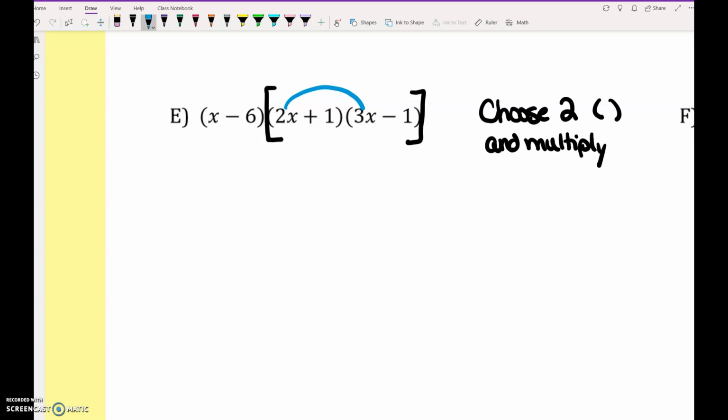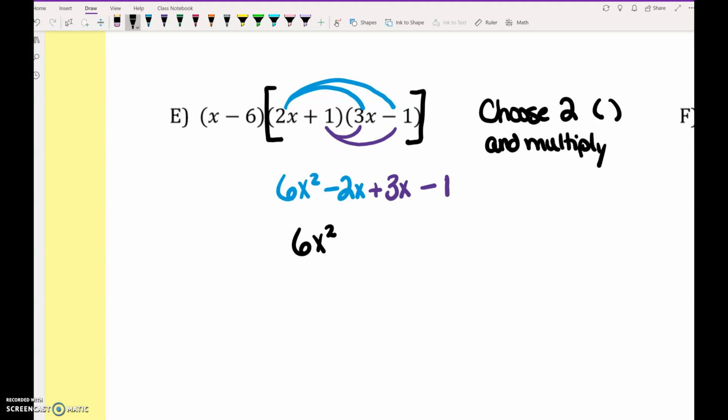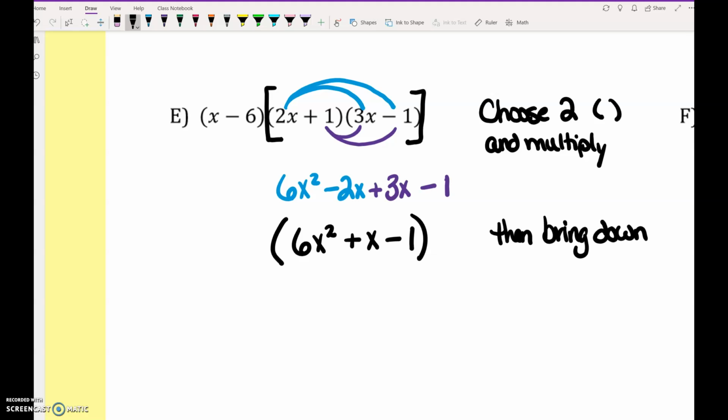So 2x times 3x is 6x squared. 2x times negative 1 is negative 2x. 1 times 3x is positive 3x. 1 times negative 1 is negative 1. Combine like terms, we have 6x squared plus x minus 1. Then bring down the other parentheses and multiply.